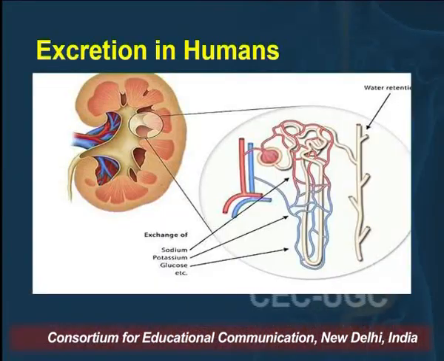Now, let's see excretion in the human body, how the excretion process occurs through the urinary system, kidney and nephrons. Excretion is a process where all the metabolic wastes are removed from the body. Excretion in humans is carried out through different body parts and internal organs in a series of processes. Diffusion is the most common process of excretion in lower organisms.